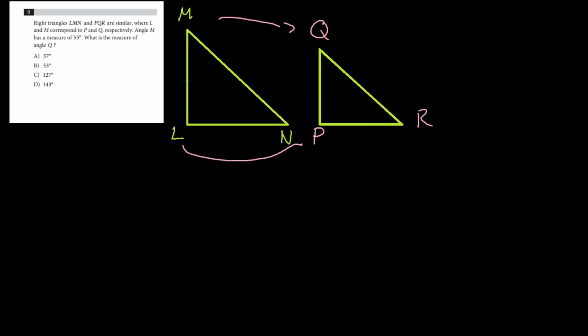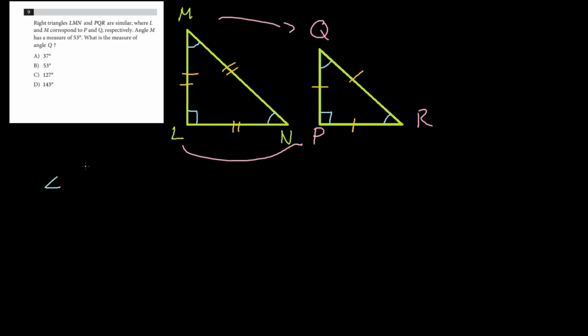So this side length here will be proportional to this side length over here. They won't be the same, but they'll be proportional to each other. And that will be the same proportion as this length to this length, and this length to this length. And the other key thing here is that all of these angles will be the same as their counterparts. So angle L will be the same as angle P, angle R will be the same as angle N, and angle M will be the same as angle Q. Those will all be the same.